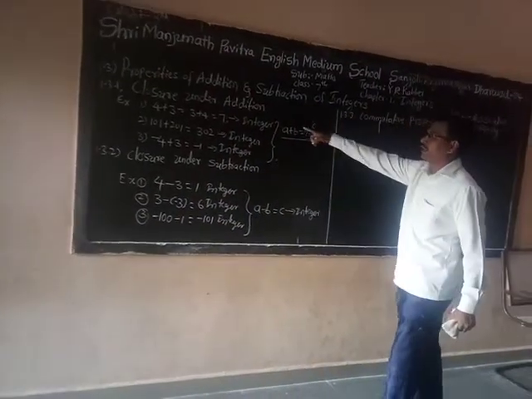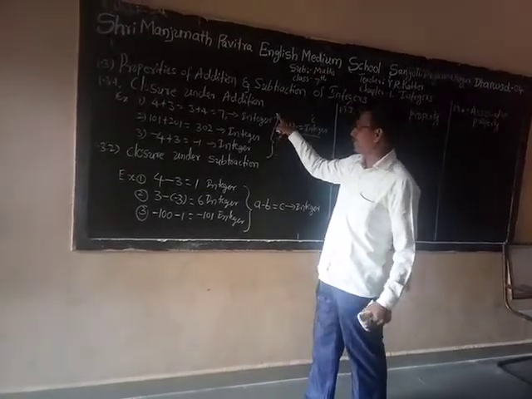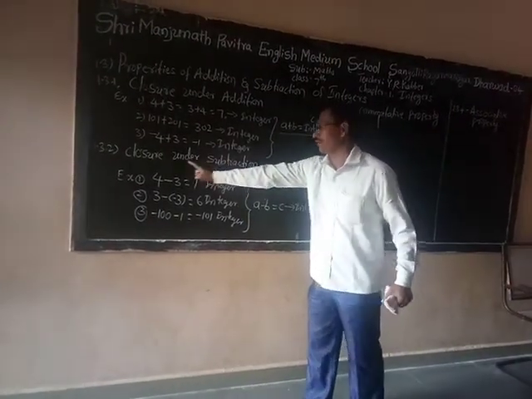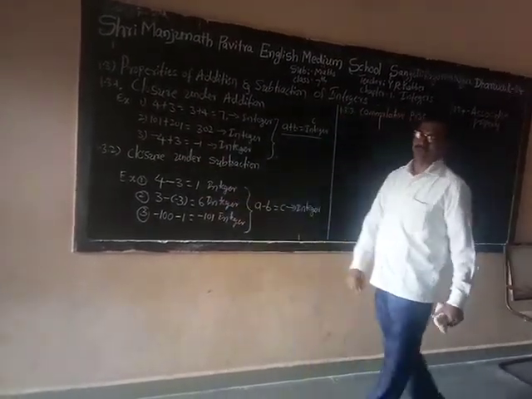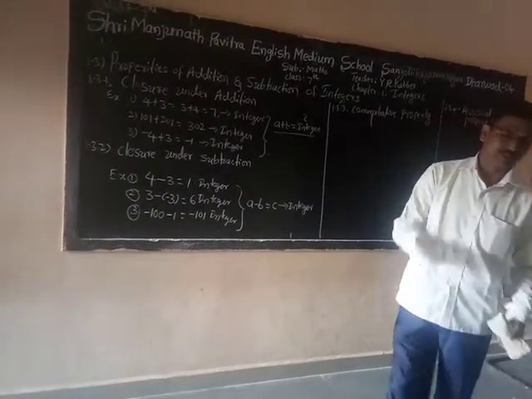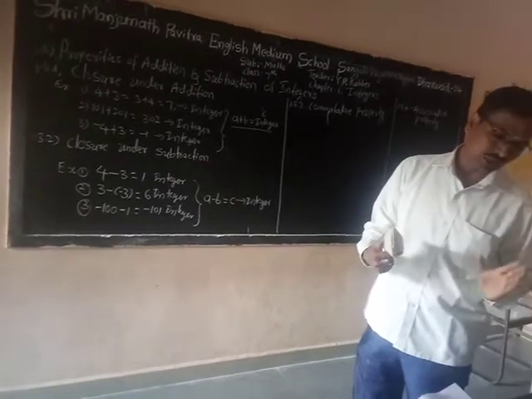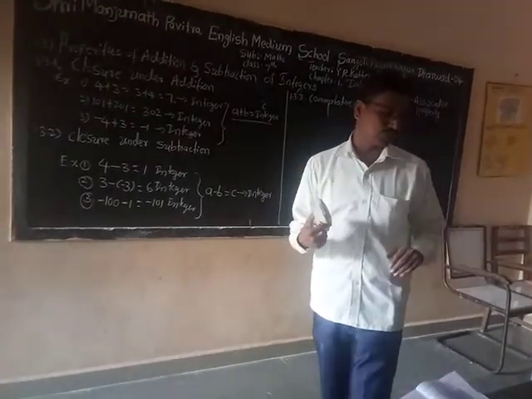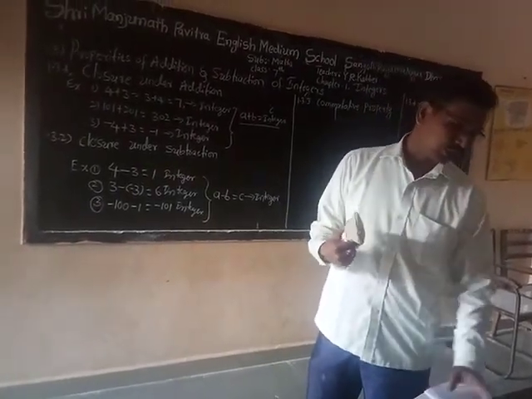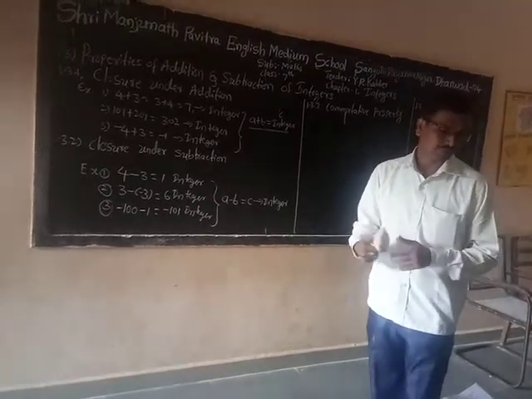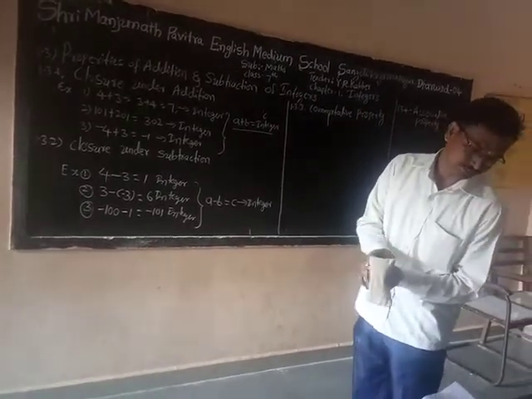This is called the closure property under addition. This is called the closure property under subtraction. Do you understand? Some examples are given in your textbook. They make columns, statement and observation. You must write that one by observing your textbook. Okay, I go for the next one.